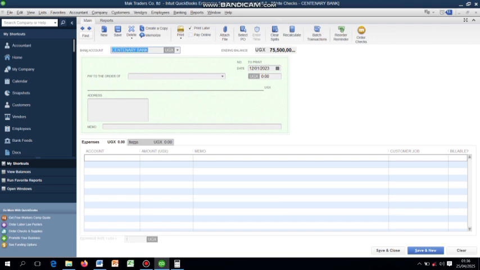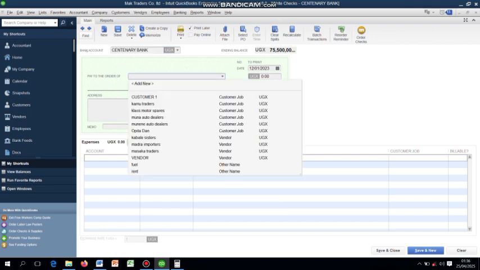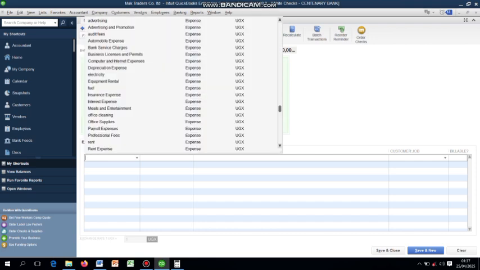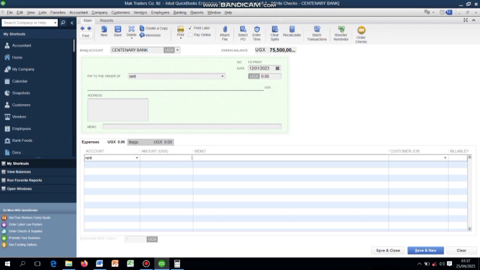Still the same date, so I'll come here and choose another one which is rent. So I'll still come here to the account. I'll choose rent expense, I'll write the amount which is 200. And I'll save and new.